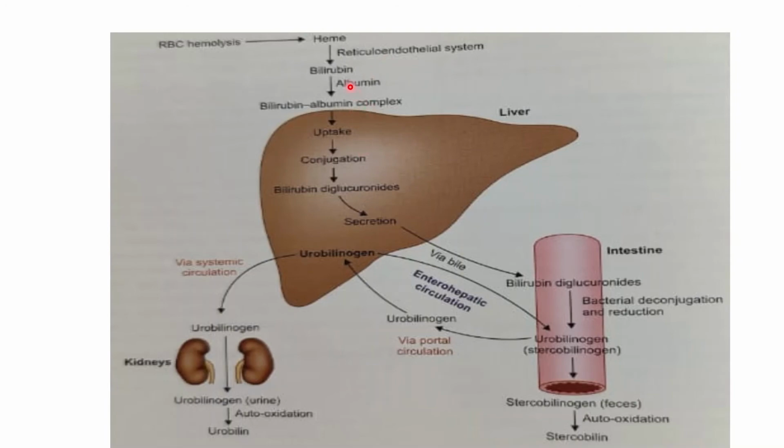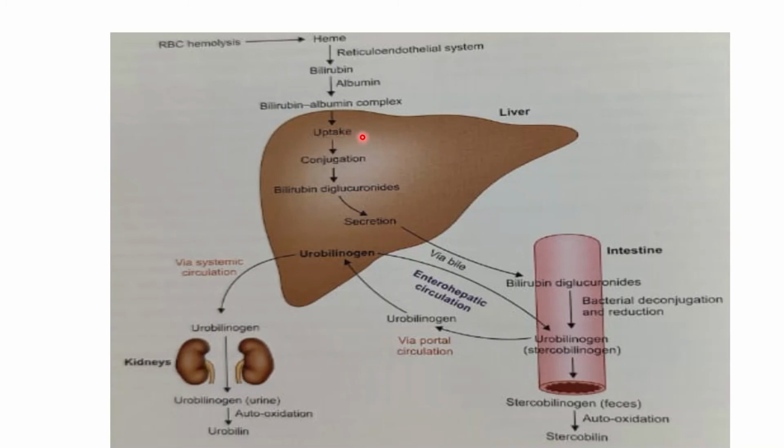This bilirubin is unconjugated bilirubin, as I told you. It is toxic, insoluble in water and soluble in lipid. That's why it has to be removed from the body. From there it is transported in the blood and bound to albumin, forming the bilirubin albumin complex. After this, the next step is the uptake of bilirubin by the hepatocytes. This is the very first step of bilirubin metabolism.